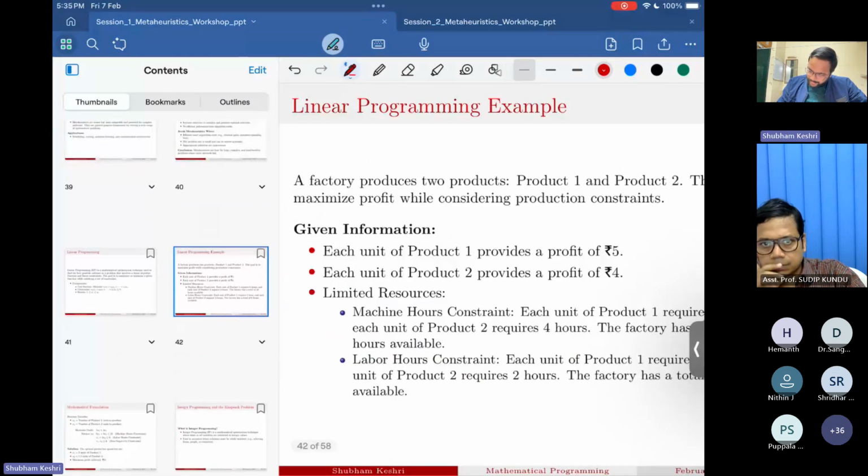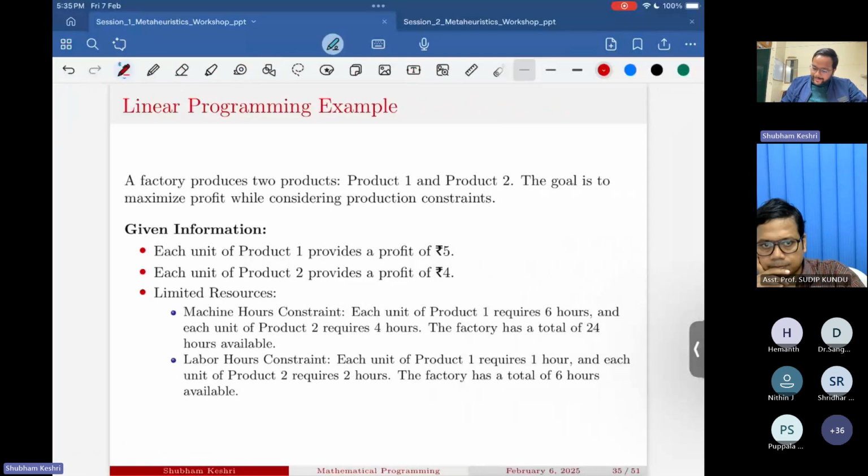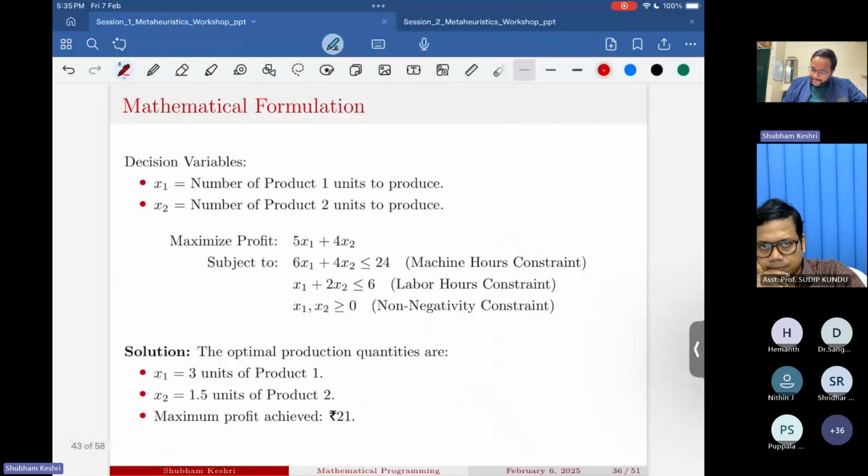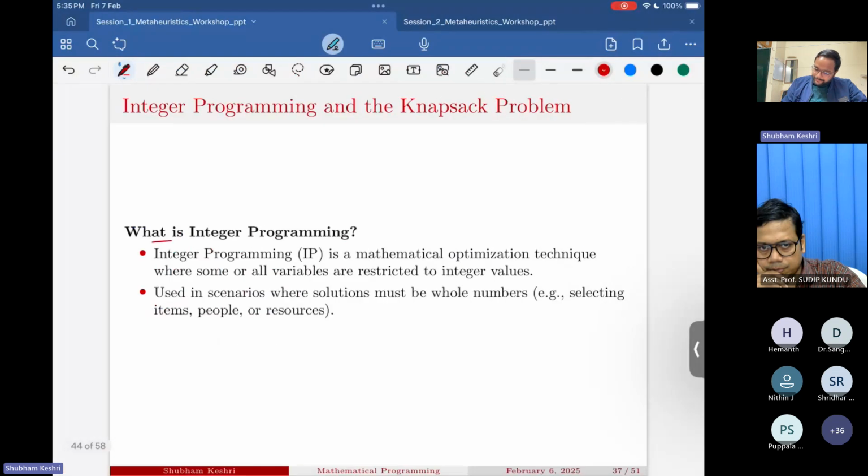So we discussed linear programming with that example of two products, and we saw the mathematical formulation, and then we were talking about integer programming. Before that, I have a small tendency of speaking fast. If you think I'm speaking fast, please stop me. I will try to decrease my pace.